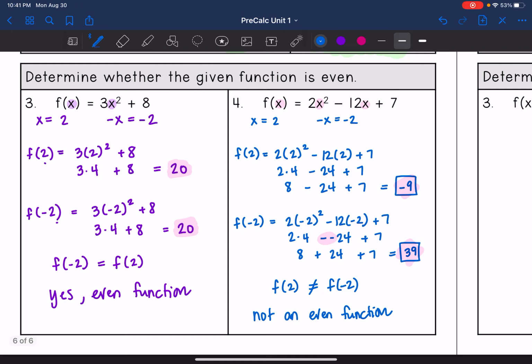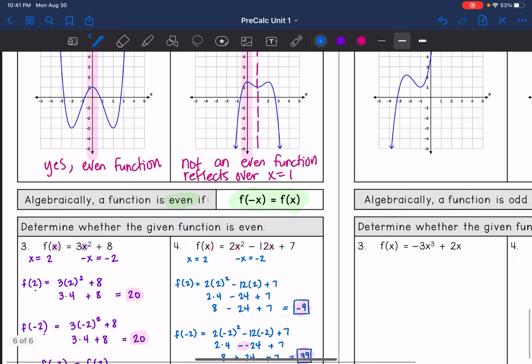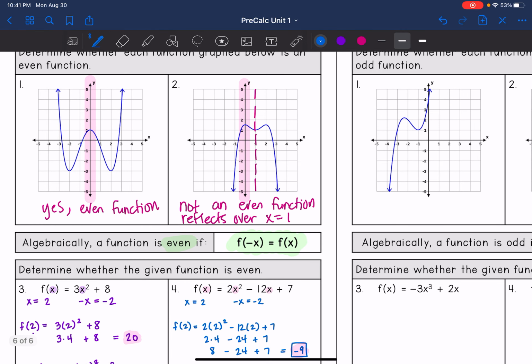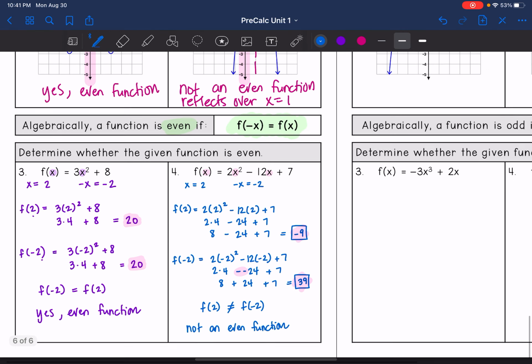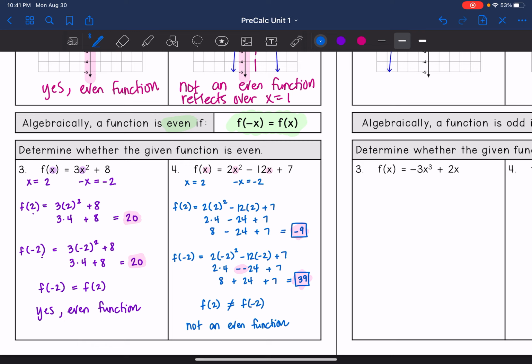Okay, so that's pretty much the basics of even. On a graph, has to be the same on both sides of the y-axis. Algebraically, if I were to plug in a negative number and a positive number, you should get the same output.